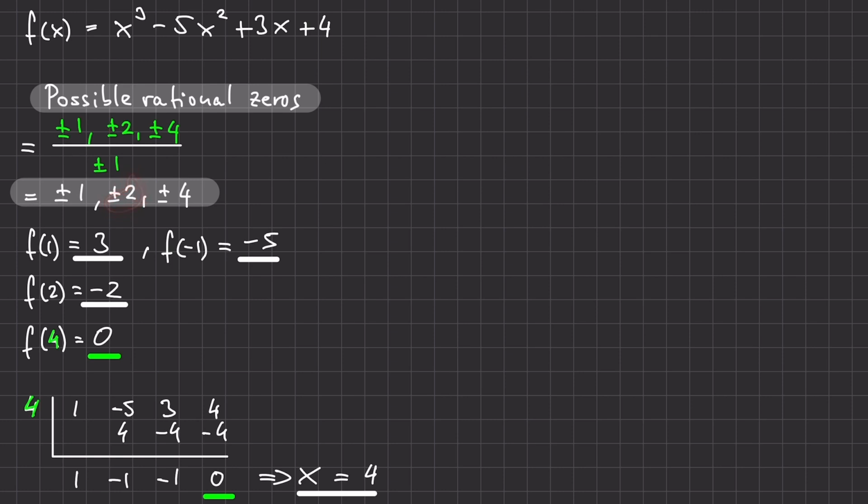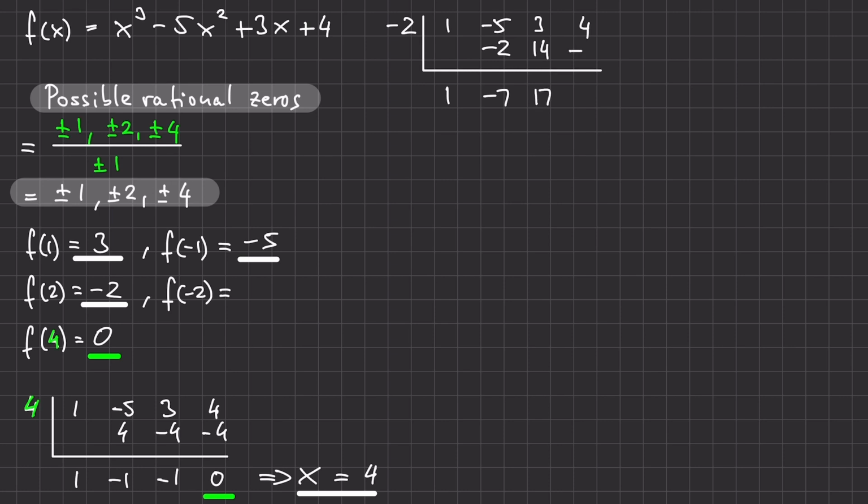Let's try negative 2 with synthetic division. The coefficients are 1, negative 5, 3, and 4. Bring down the 1. 1 times negative 2 is negative 2. Negative 5 minus 2 is negative 7. Negative 7 times negative 2 is 14. 3 plus 14 is 17. 17 times negative 2 is negative 34. And 4 minus 34 is negative 30. So f of negative 2 equals negative 30.